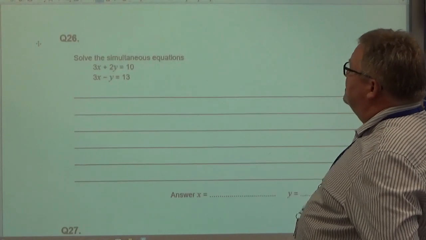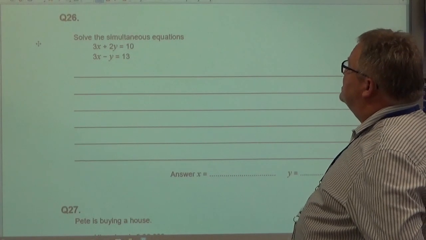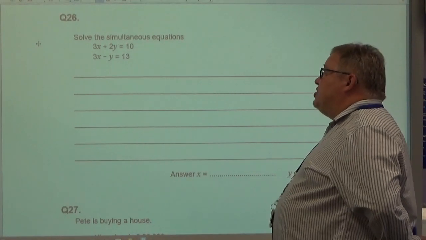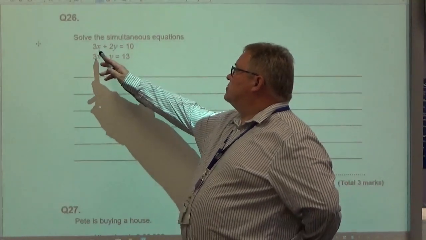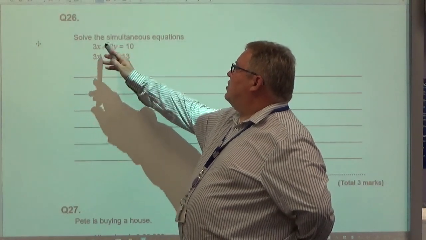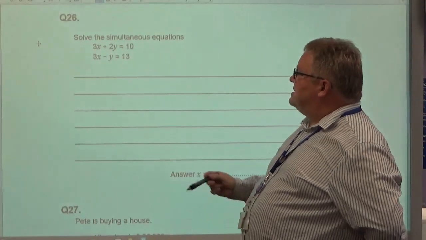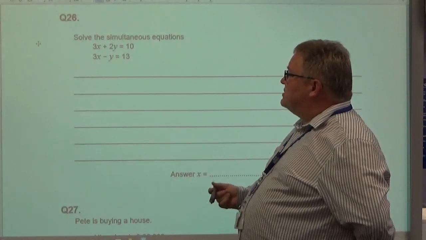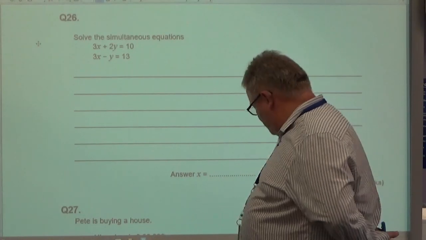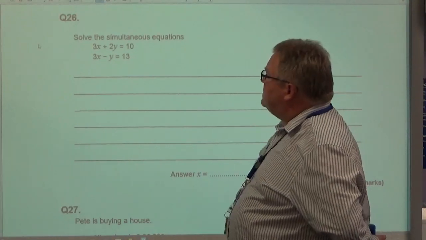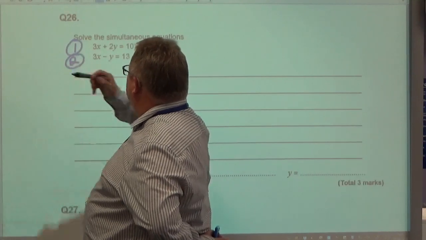So now, question 26, solve simultaneous equations. You could get a simultaneous equation where the variables are different, where you haven't got one that's the same. This is the likely sort of question that you'll get if you get a simultaneous equation on a foundation paper. So what we're looking at here is, we'll call this equation 1, and we'll call this one equation 2.